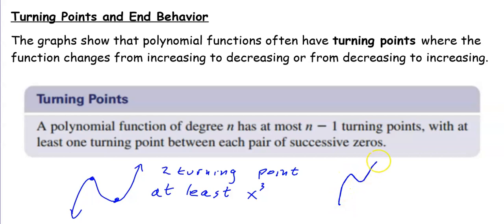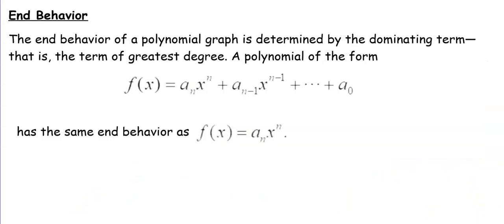If let's say we have a graph that looks like this. Well, we have 1, 2, 3, 4, 5 turning points. This means we need to be at least x to the 6th. At least. We could be more, because some of these might be zeros that just kiss the x-axis and keep going. Now let's talk about end behaviors.